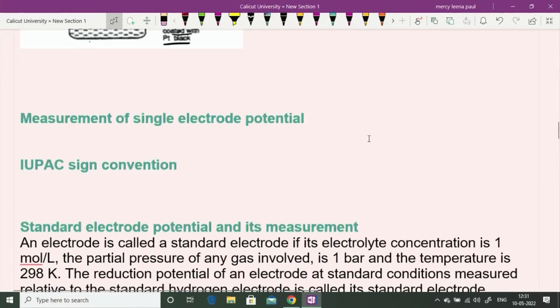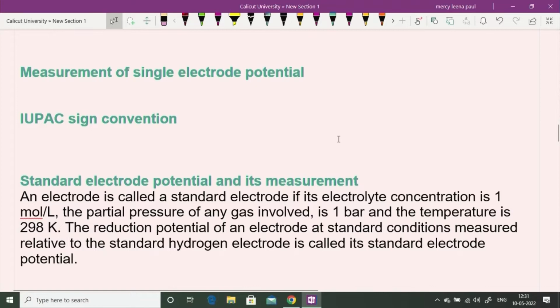Now, how will you measure the single electrode potential? Whichever electrode you require to measure the single electrode potential, you just take the electrode, couple it with the standard hydrogen electrode, connect it, and measure the potential. You will get the potential of the cell made of the electrode we have to measure and the standard hydrogen electrode. So, connecting that I will be getting a potential. If you know the standard hydrogen electrode potential, you can get the potential of the electrode. So, that is how we are going to measure the single electrode potential.